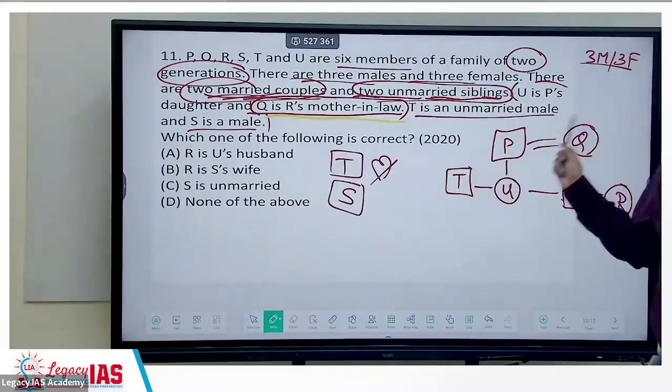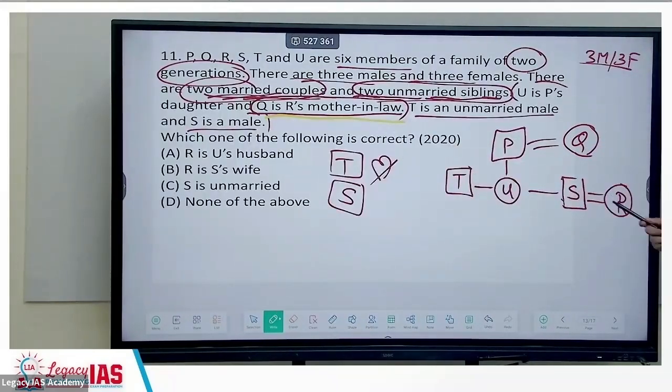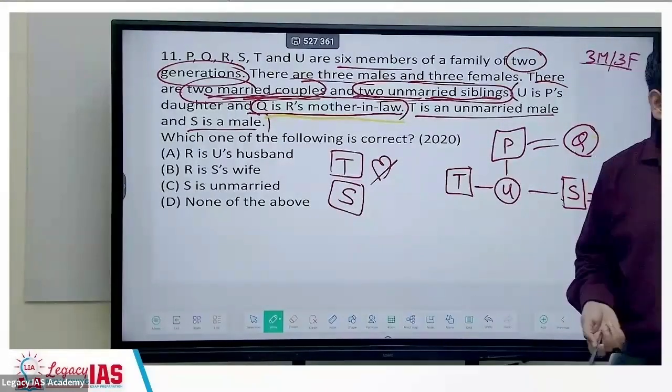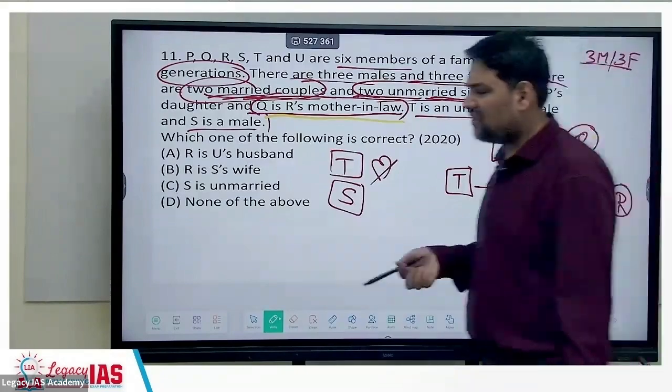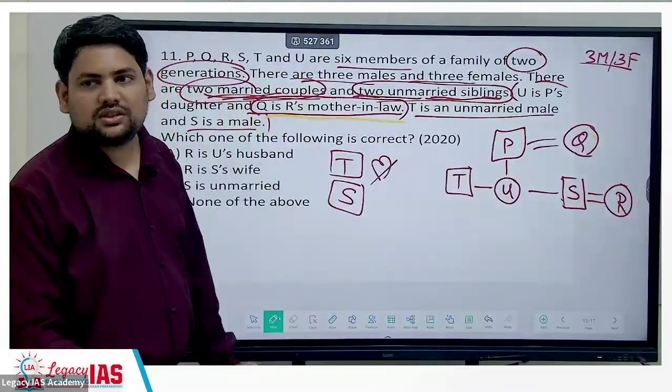Done. Then U is P's daughter. Done. Q is R's mother-in-law. As you can see from this relation, Q is R's mother-in-law. Then T is an unmarried male. Also, S is a male. That also is given. So S would come here directly. Understood? So this is our correct diagram. Of course, it will take a lot of time. So that's why it is not recommended to attempt these questions in the exam.